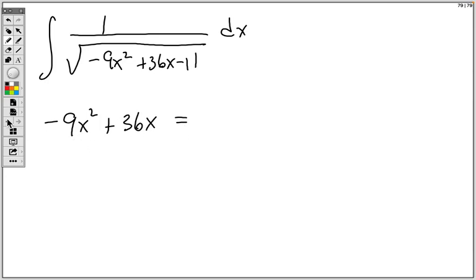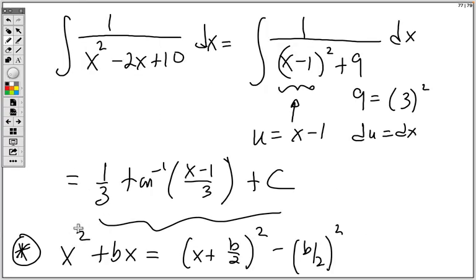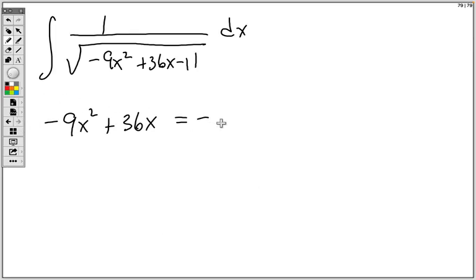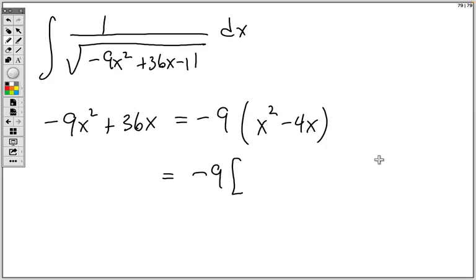Now to get going, to use this nice formula here for completed squares, I need the coefficient of x squared to be 1. So let's go ahead and factor out that negative 9. So if I factor out the negative 9, I'm left with this. And now I'm just going to replace the x squared minus 4x using the recipe. You cut this in half, x minus 2 squared. You square that, would be a plus 4, so to keep the balance it would be a minus 4.